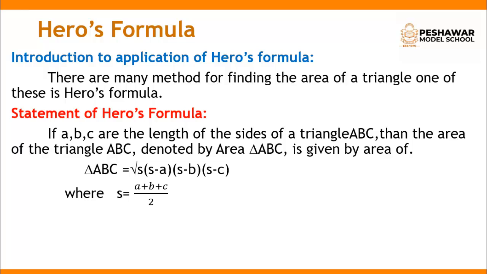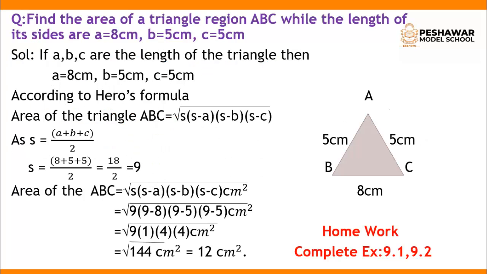Area of triangle is equal to the square root of s(s minus a)(s minus b)(s minus c). Here s stands for the semi-perimeter. First of all, we have to find s, which is equal to (a plus b plus c) divided by 2. Whenever we find the area of a triangle using Hero's formula, first we find the value of s.